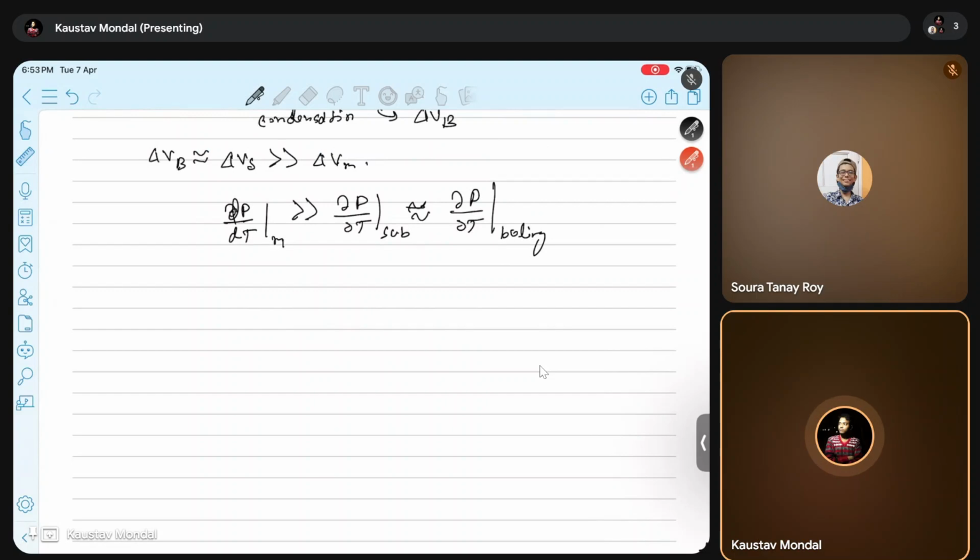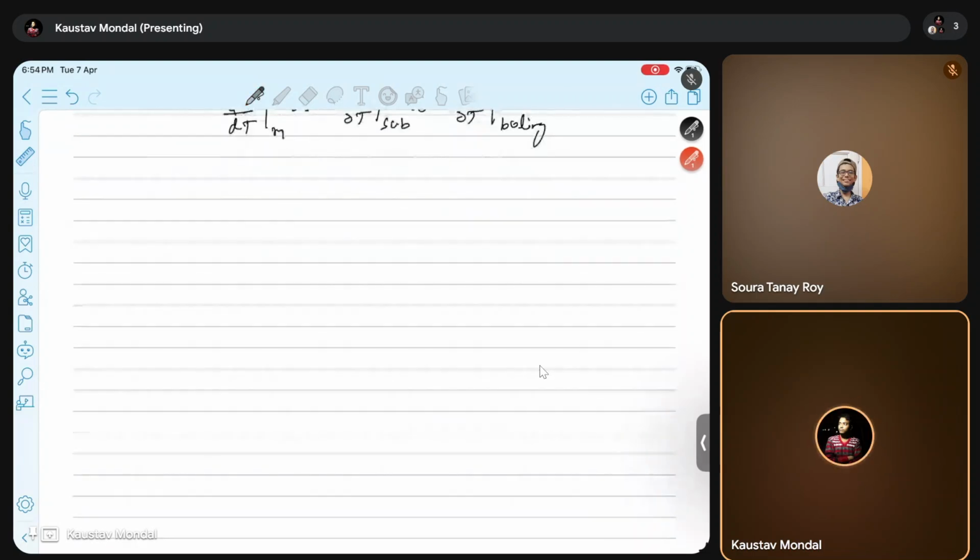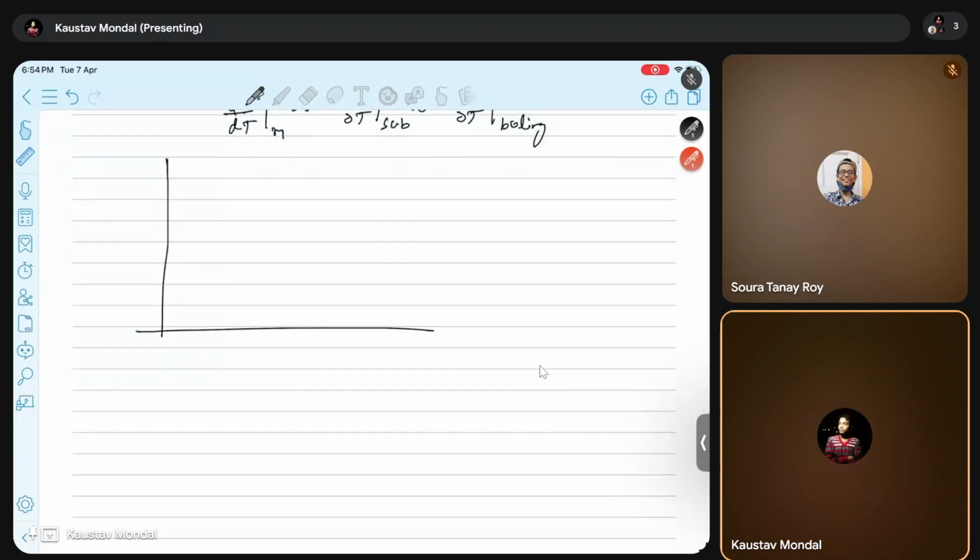So that means in the PT diagram, the slope of this phase diagram, if you draw the phase diagram, the slope for the process of melting will be much steeper than for the case of sublimation and boiling, right? So it would look like this. Rough estimated picture, it looks like this. So this is P and T.